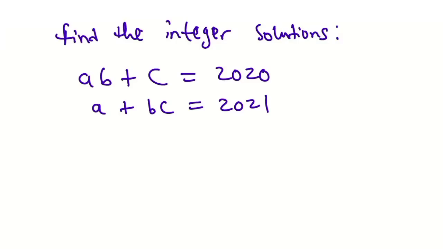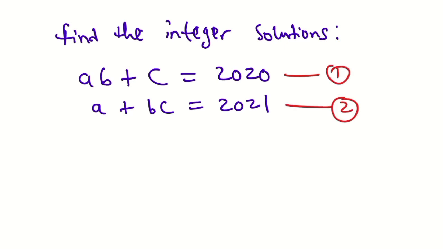Do you think you can find the integer solutions to these equations? Let's do it together and let's see what A, B, and C will be equal to. Now, we have two equations here. AB plus C is equal to 2020 and A plus BC is equal to 2021. So let's call this equation 1 and call this equation 2.